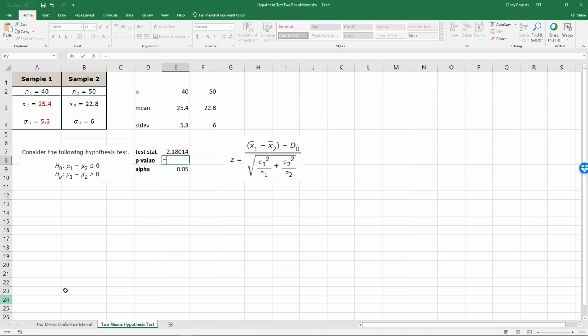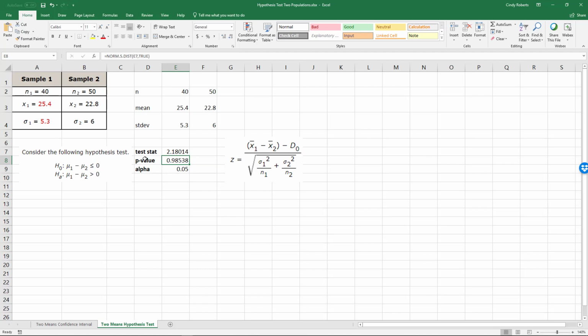Now, as you can see in the formula over here, the population standard deviation is known, so we can use the NORM.S.DIST. And notice you click on your test statistic to find your p-value. True, I want to add up all this area, and I get this value.